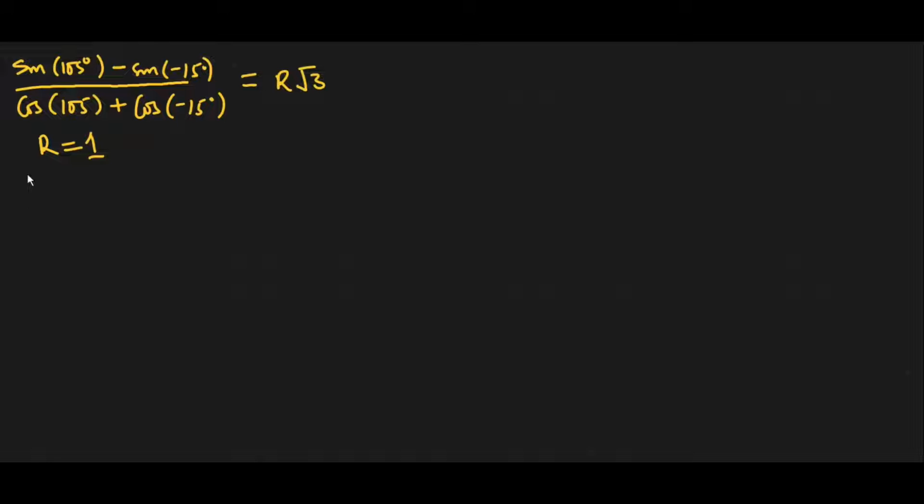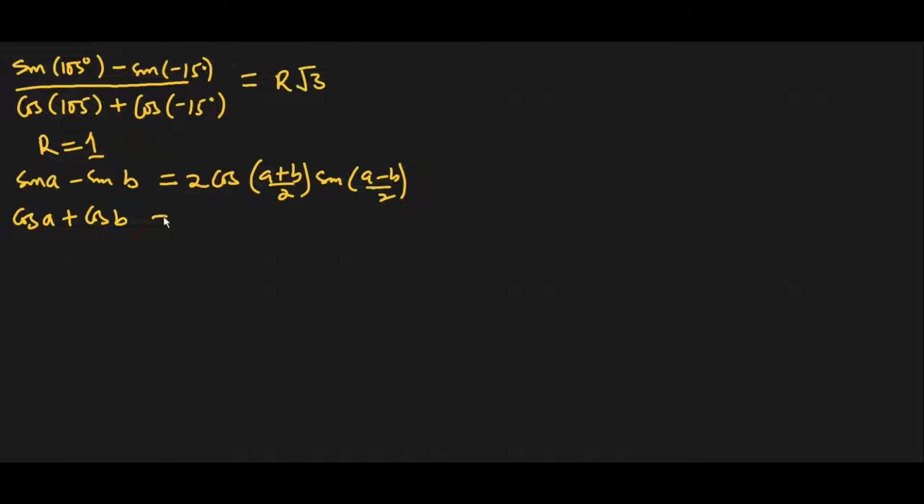So in this case, let's try to recall that if you have sine of A minus sine of B, this is equal to 2 cosine of A plus B over 2, then sine of A minus B over 2. And again, you can recall that if you have cosine of A plus cosine of B, this is equal to 2 cosine of A plus B over 2, then cosine of A minus B over 2.